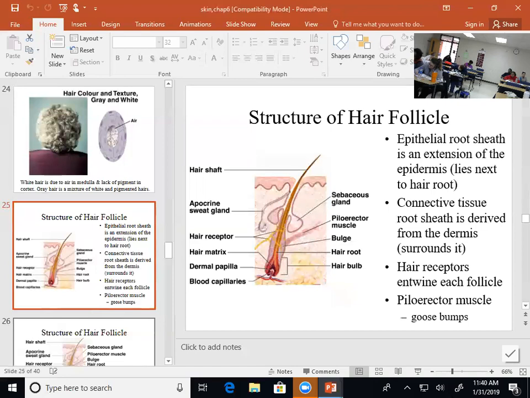So when we think about skin, we said the predominant cell in skin are what kind of cells?